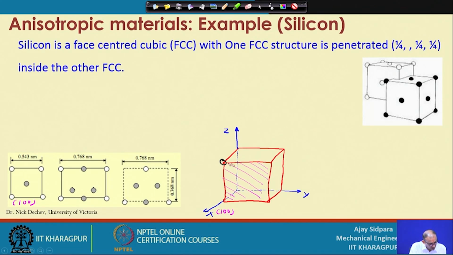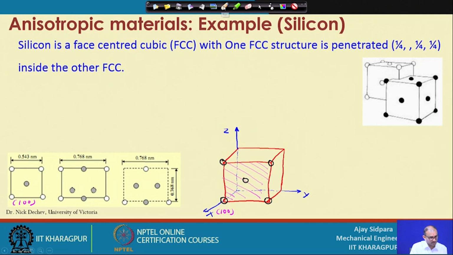So, atoms are located: 1, 2, 1 at the center, and the other 4 are at these locations. So, these are the atoms. Those without any color in the circle are the corners, and whatever has the gray color is the center part. So, this is the 1 0 0 plane.